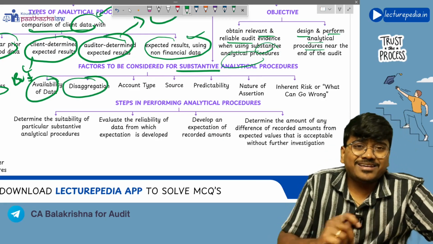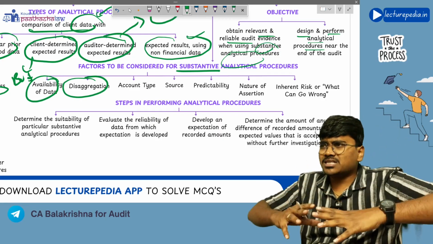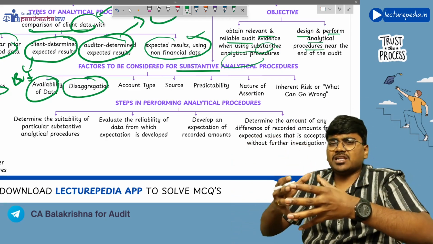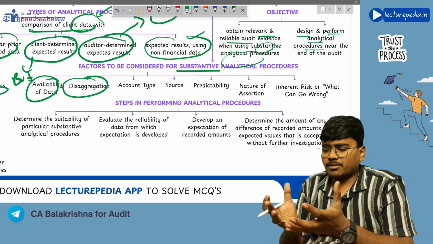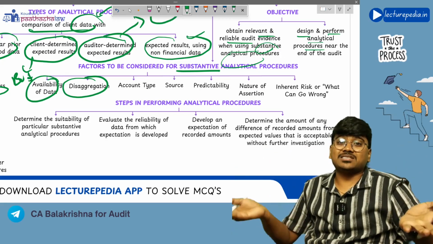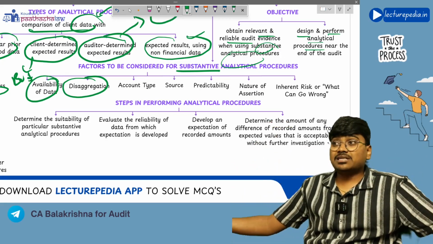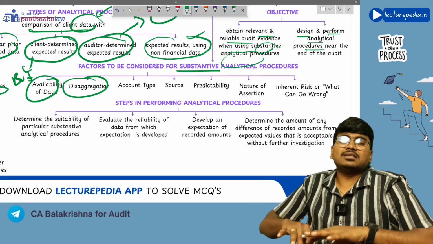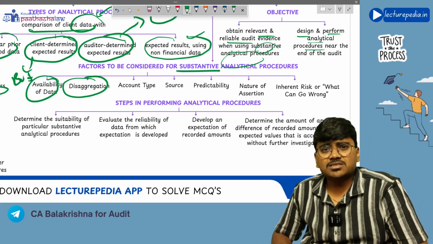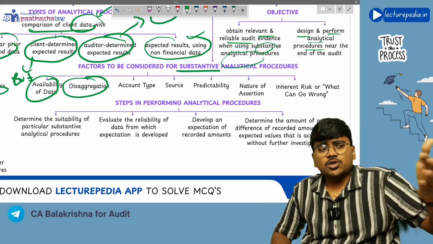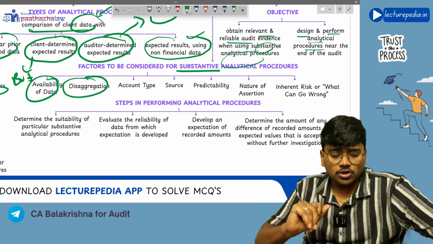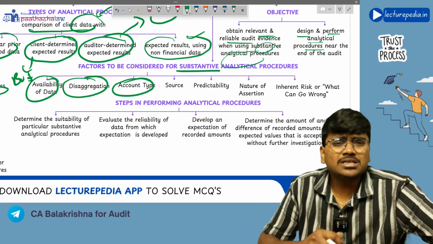Next, disaggregation. Disaggregation means how much dispersed the data is. Aggregation means all the data is available at one particular place. Disaggregation means data is spread across. This also you will consider. If data is spread across, it will take time for you in first of all gathering that data. That point also you will consider while using analytical procedure. If much time is being wasted in gathering the data itself, then better you will perform a normal substantive detailed checking instead of going for analytical procedure. Correct or not?